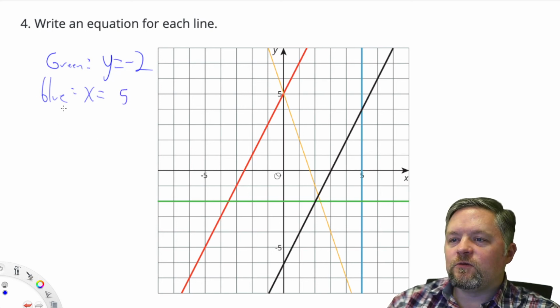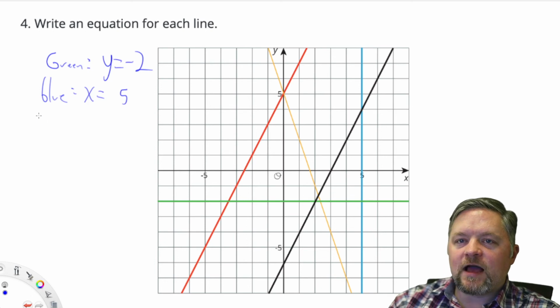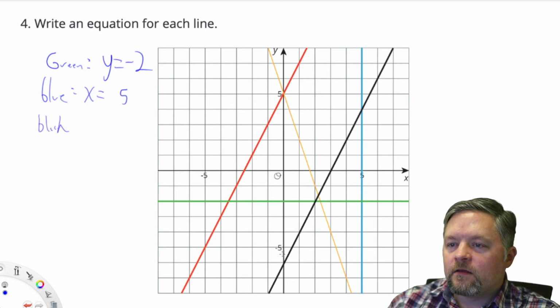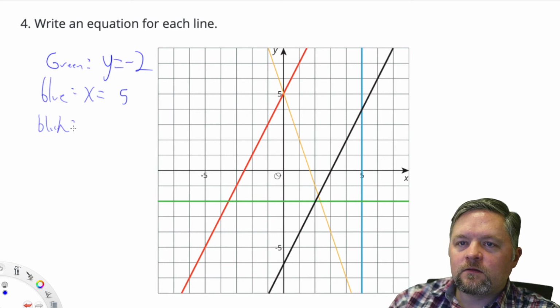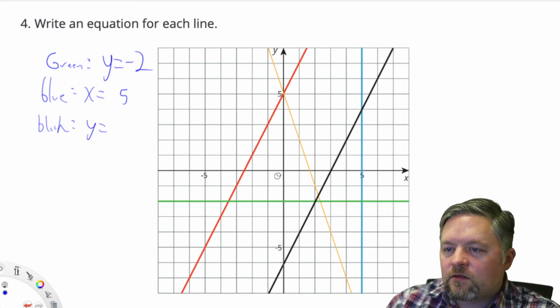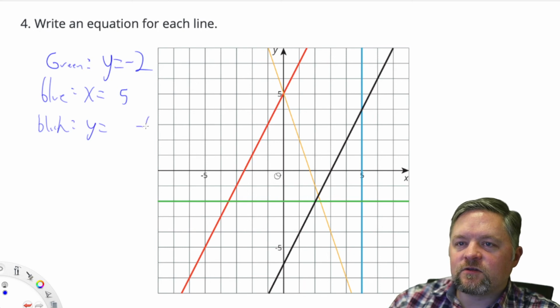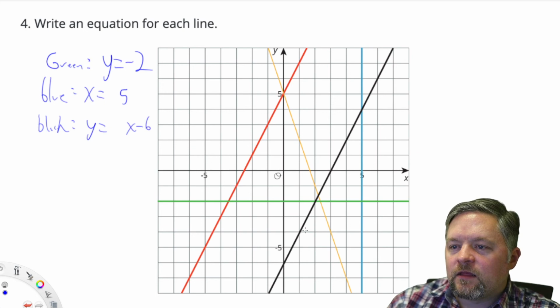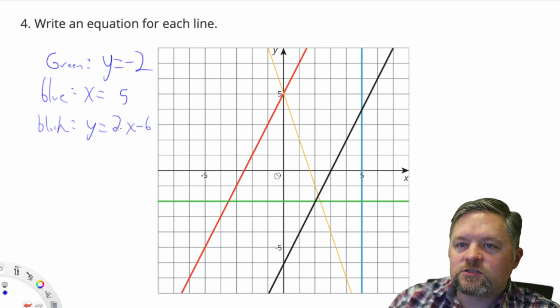Now, which one do we want to do next? Let's do the black one. y equals mx plus b. The y-intercept is -6, so the b is -6. The m, the slope, it looks like we go up 2 over 1, up 2 over 1, up 2 over 1. Slope is 2.